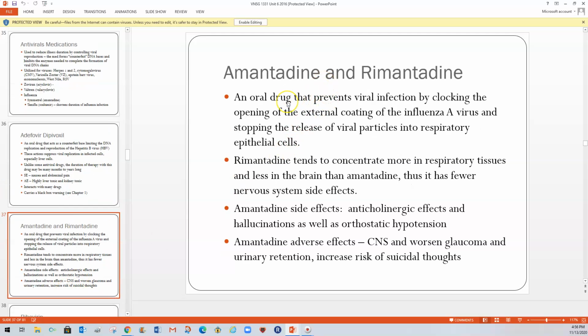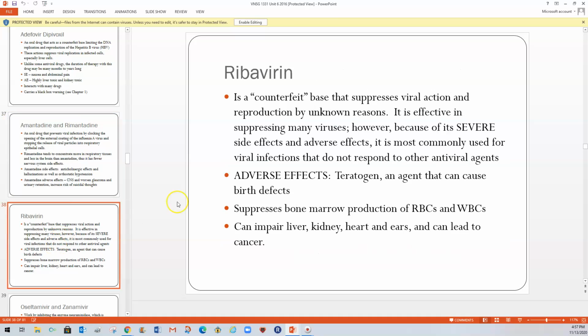These drugs prevent viral infections by blocking the external coating of the influenza A virus, stopping the release of viral particles into the respiratory cells. Rimantadine tends to concentrate more in the respiratory tissues and less in the brain than amantadine. Thus, it has fewer nervous system side effects. Amantadine has anticholinergic effects and hallucinations, as well as orthostatic hypotension. Big time side effects, adverse effects on that.